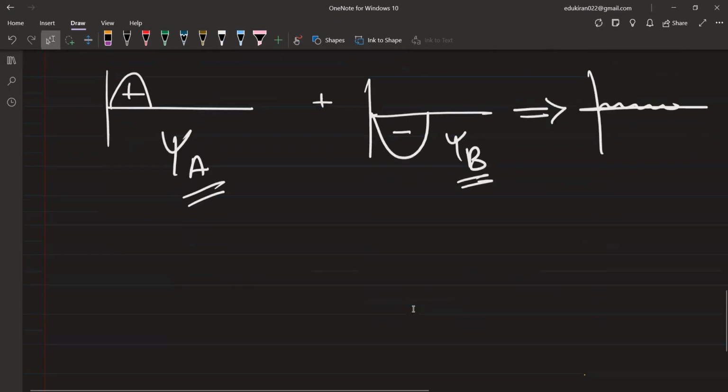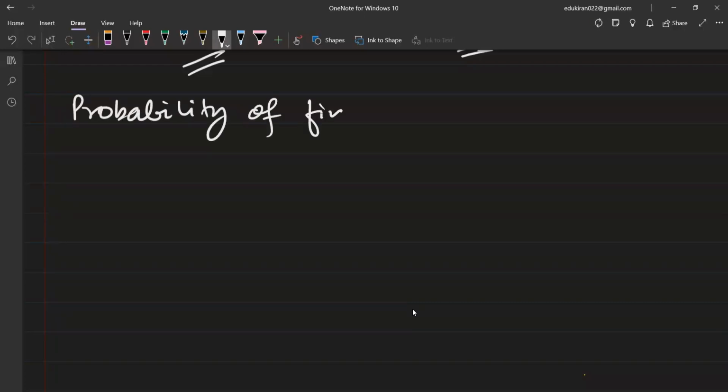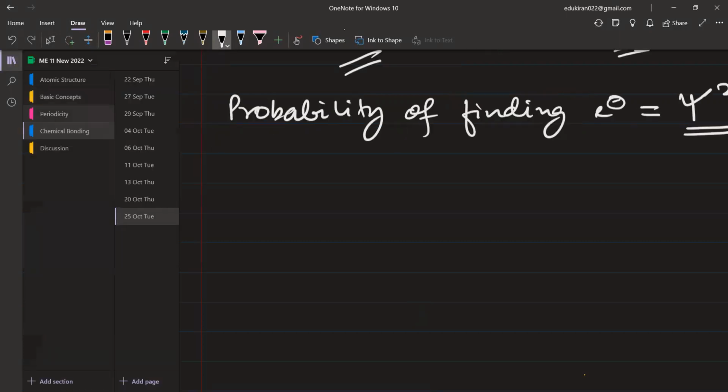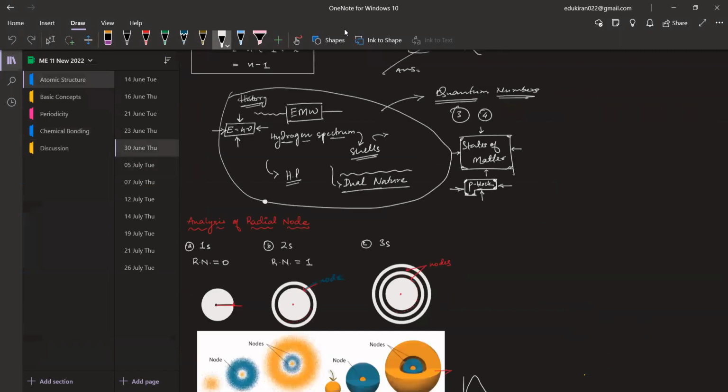If you remember a little bit about the probability of finding an electron, it is given by psi square. All of you remember this? Yes or no? Please tell me. Do you remember anything about psi square? Significance of psi: psi has no physical significance, but psi square gives the probability. You have done this, no? Why is everyone silent?